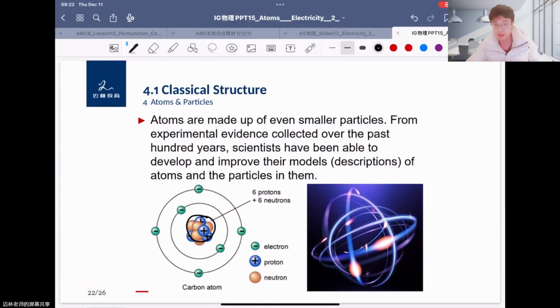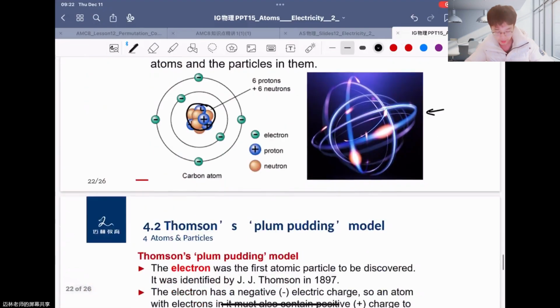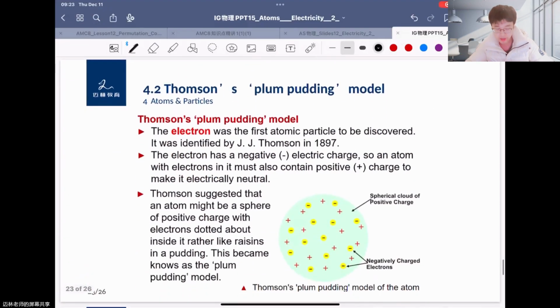They are made by protons and neutrons, and many electrons are just surrounded with the nucleus. Okay, so just like on the right figure, you can find there are electrons moving at a very fast speed, and in the center is just the nucleus. And maybe before this, a very famous story is about Thomson's plum pudding model.